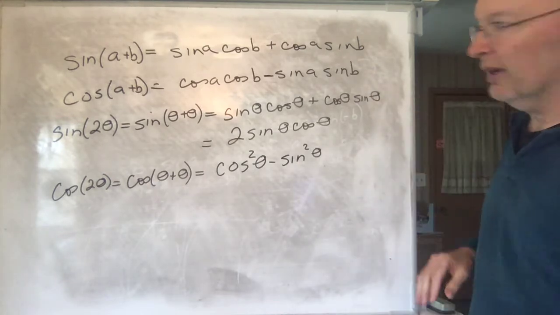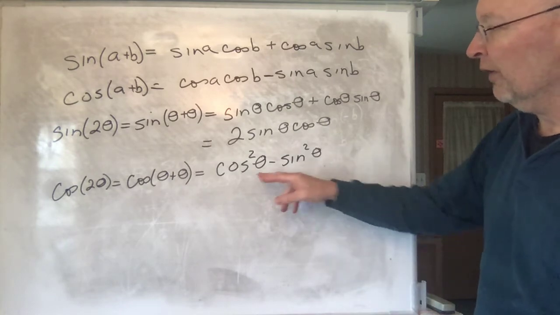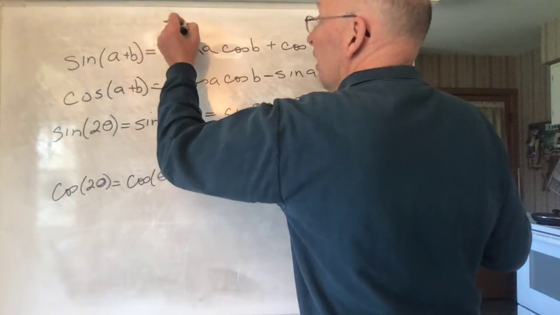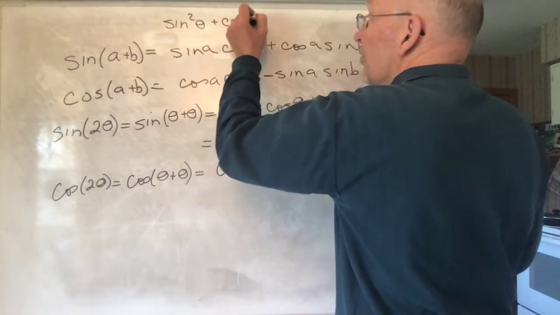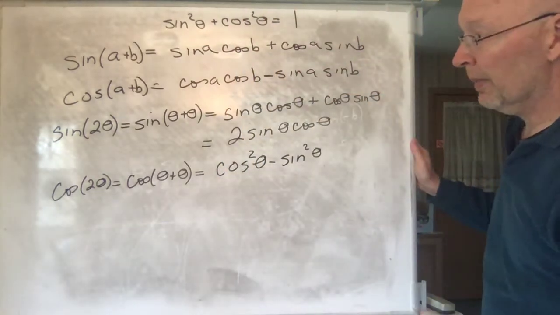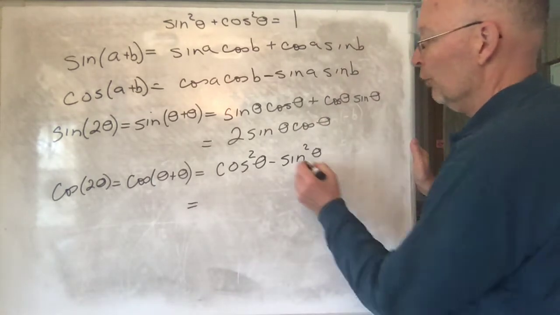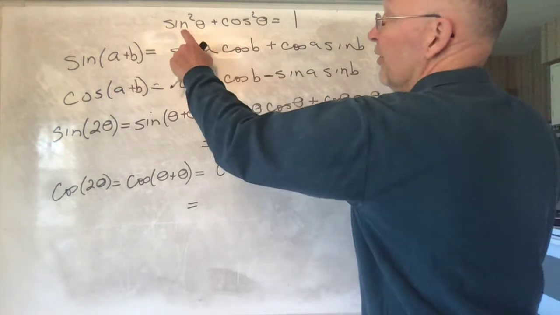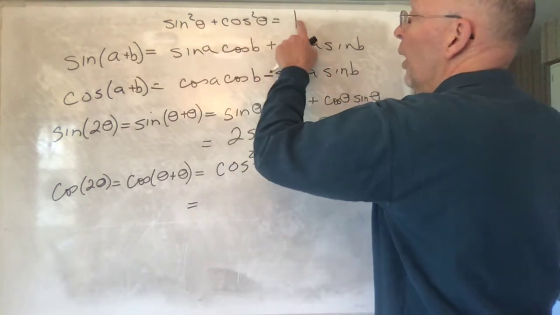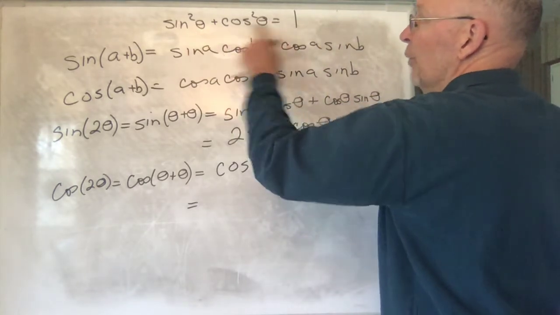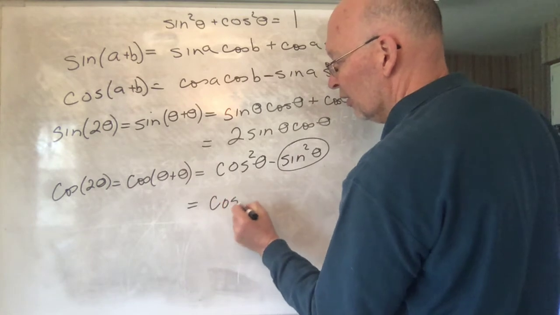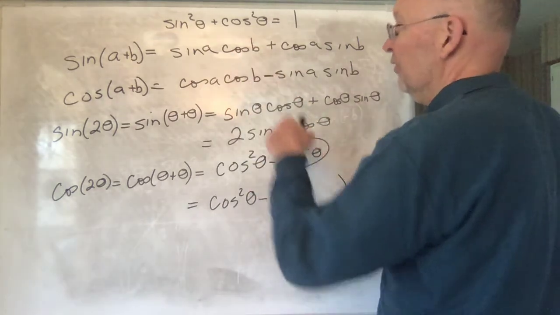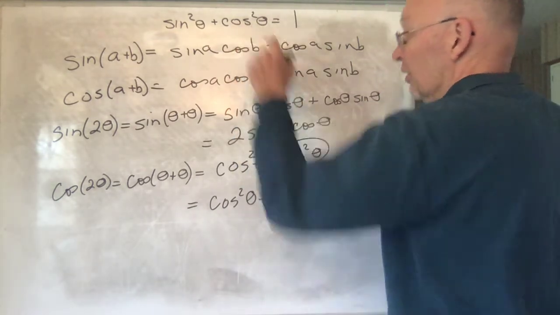And finally, we could go on for a long time here. There's all sorts of trig identities, but one more very important one you get by just remembering this. You remember that sine squared theta plus cosine squared theta is equal to 1. So right here, I can replace the sine squared theta. What's sine squared theta equal to? Sine squared theta is going to be 1 minus cosine squared theta. See that? Sine squared is 1 minus cosine squared. So here I'm going to get cosine squared theta minus, now what's sine squared equal to? Sine squared is equal to 1 minus cosine squared theta.